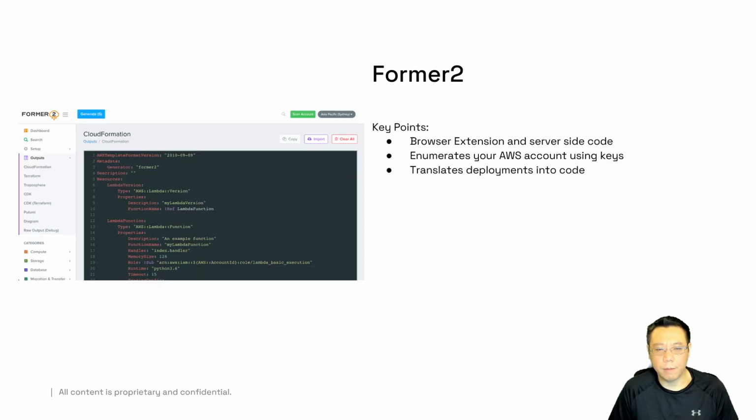We also have, by the same developer, Ian, Former 2. Former 2 is actually a two-part service: a browser extension helper and a server-side code service. The server-side code service will act as your web browser, which you'll see here, and you'll enumerate your AWS account using your long-term access keys in addition.